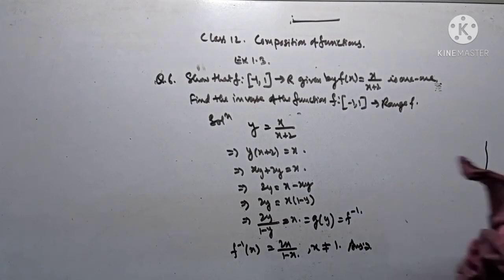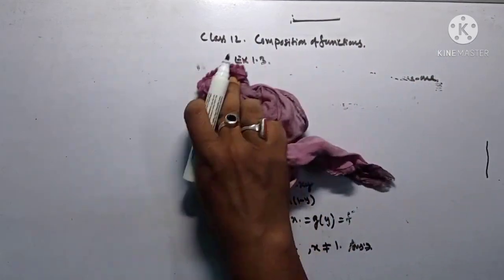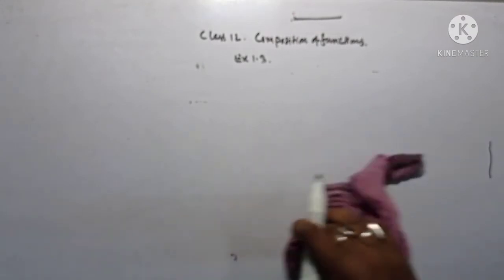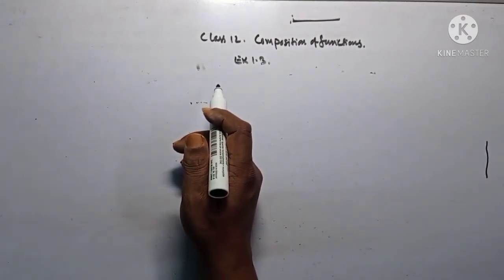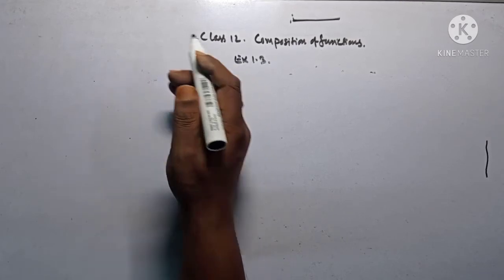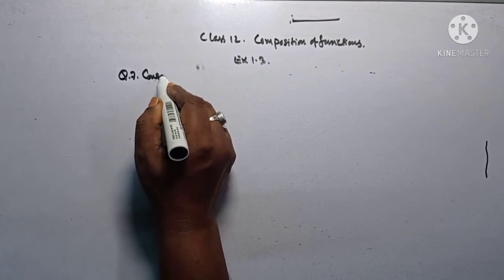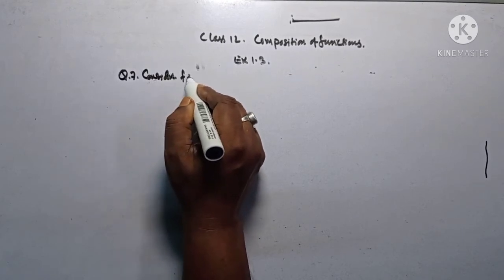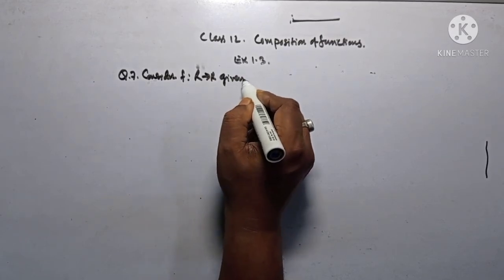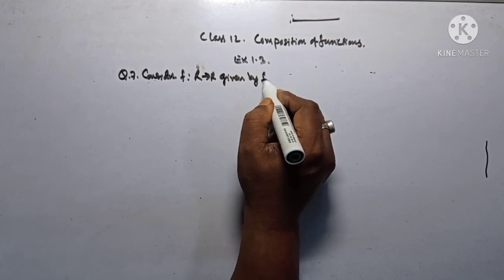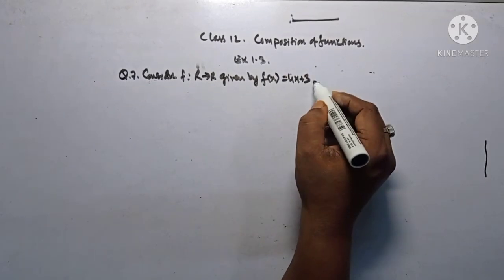Now I am going to question number 7. Consider f such that R to R given by f(x) is equal to 4x plus 3.